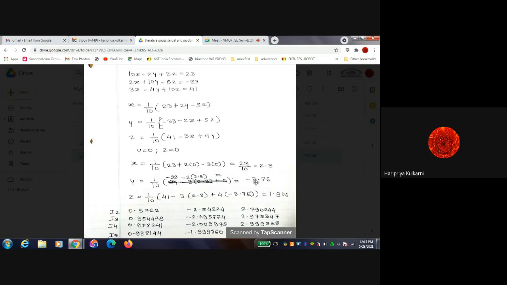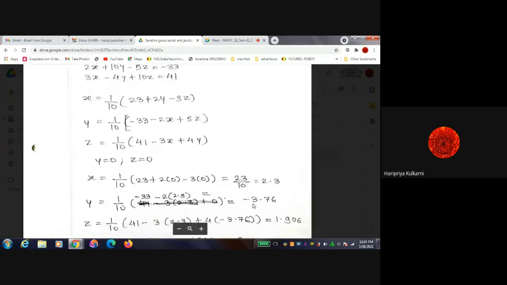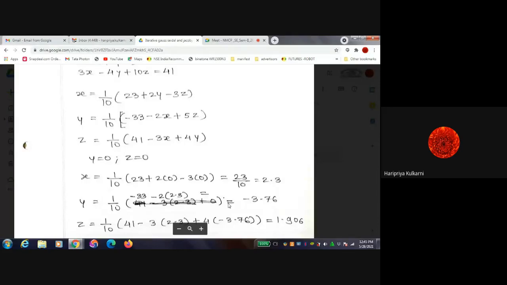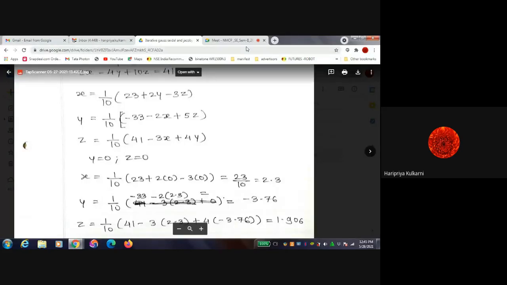So this is how you can apply the Gauss-Seidel method to solve simultaneous equations. I hope you have understood. If any doubt, please comment.